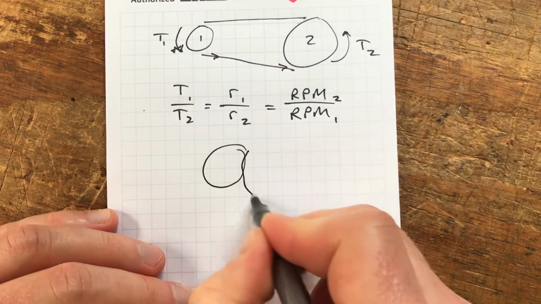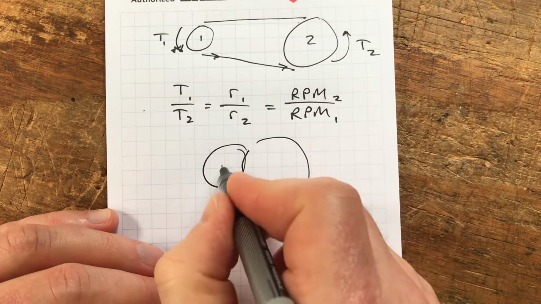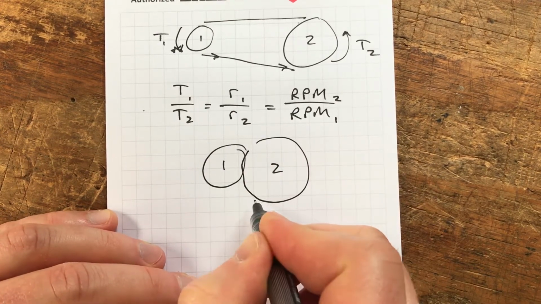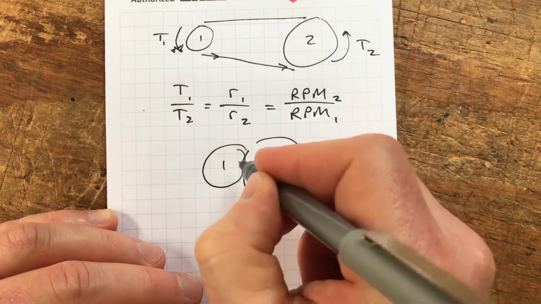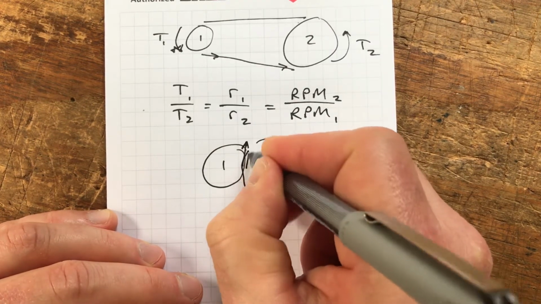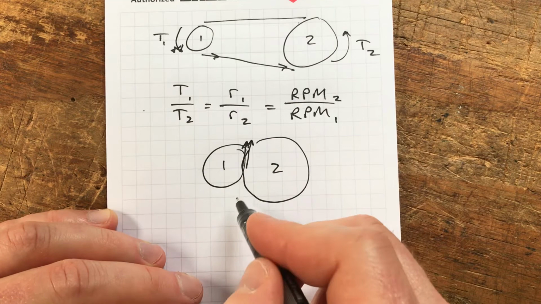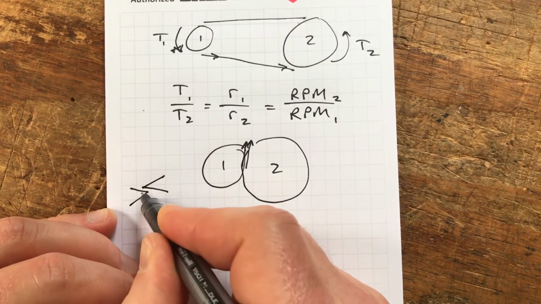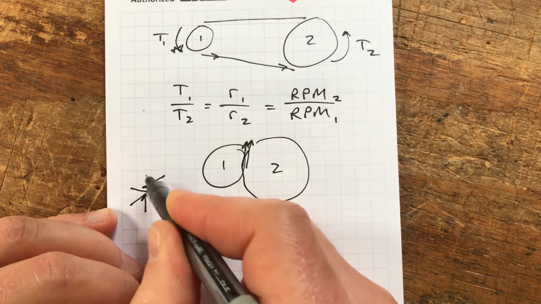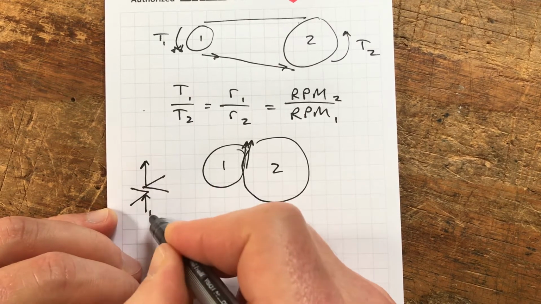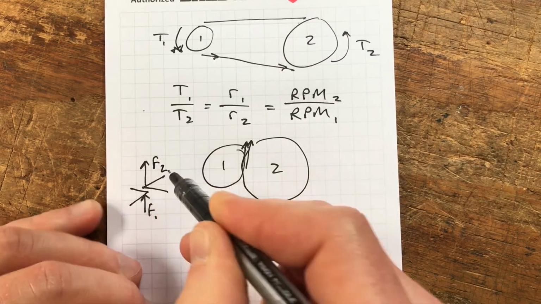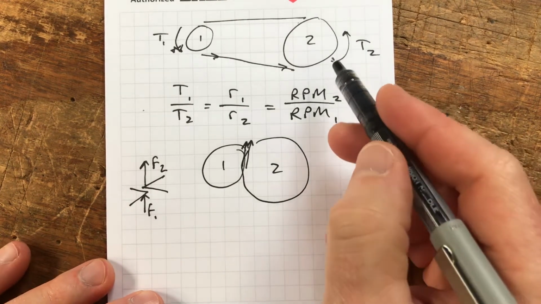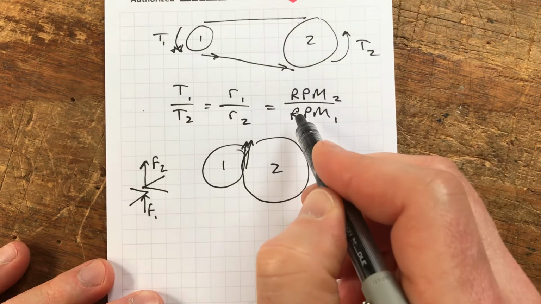If we've got, wow, that was a terrible circle, but gear 1 and gear 2, instead of the force being transmitted in the tension in a belt, the force is directly transmitted through the contact of the teeth. As one tooth presses on the other one, it is creating that force, F1, F2, okay? So what we find is that the same relationship applies.